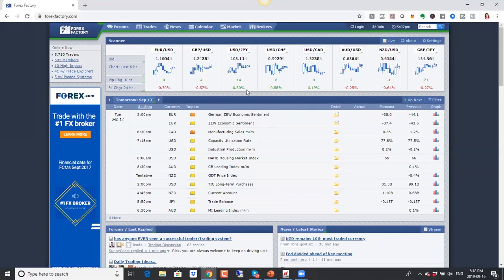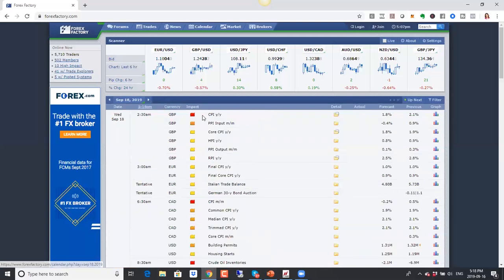Tomorrow, not a lot of important news or data. We have economic sentiment numbers out of Germany, so that will be important. We have then manufacturing sales data out of Canada, but other than that, we just have some yellow news. So housing index numbers are important. They do tend to have an impact on the US dollar, especially if it's a slow day without too much major news coming up.